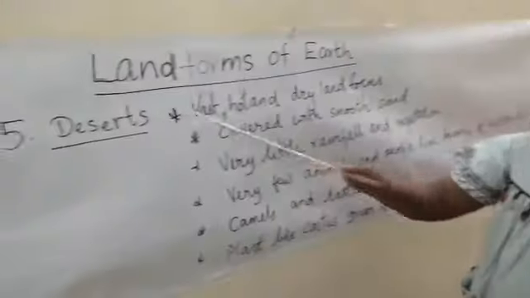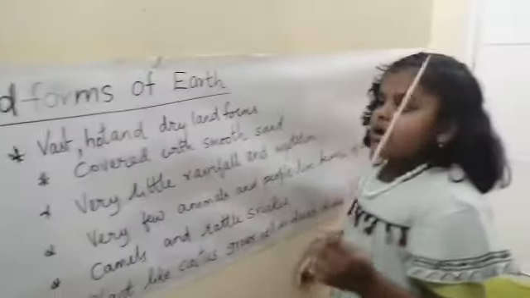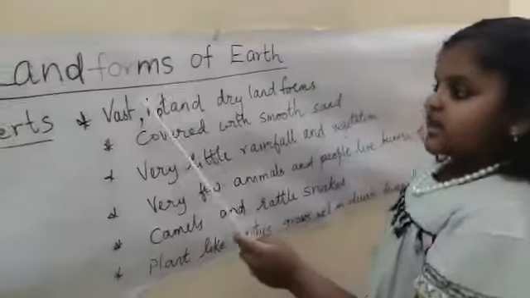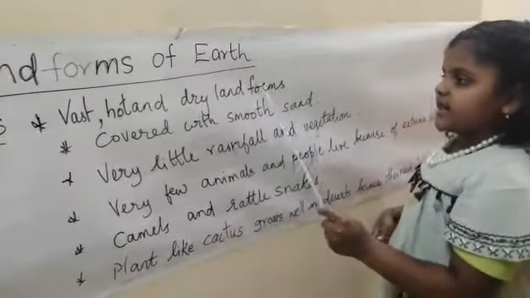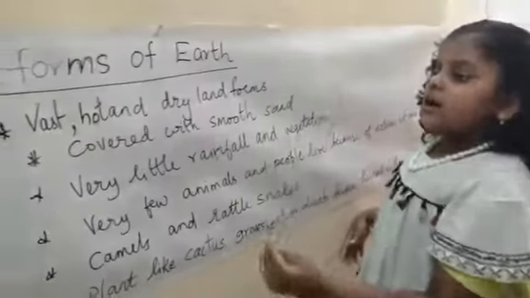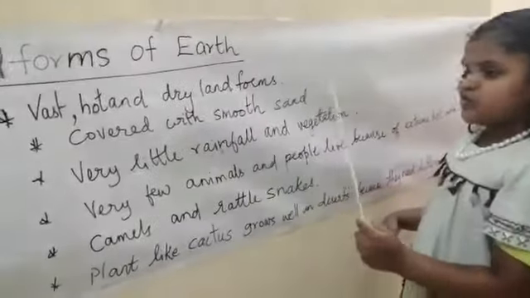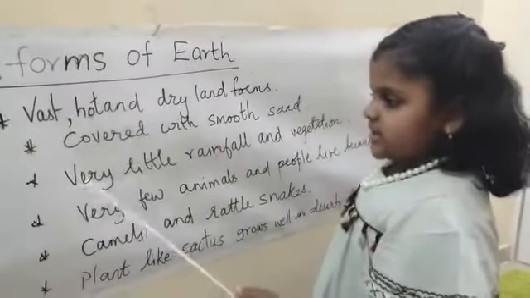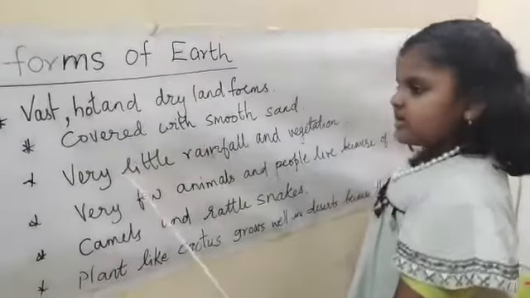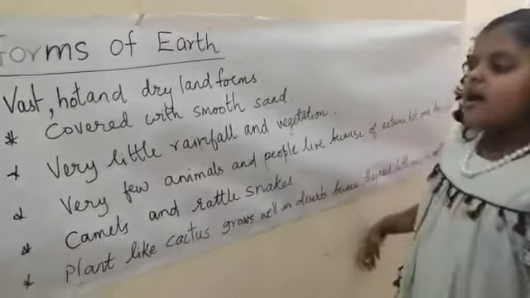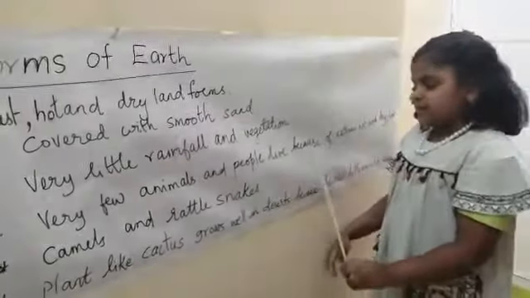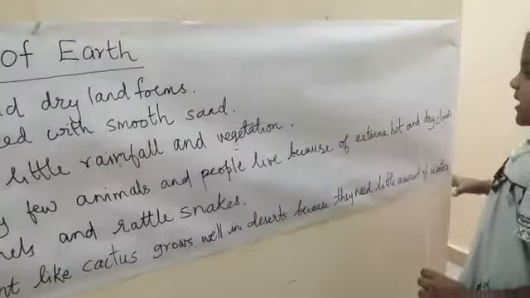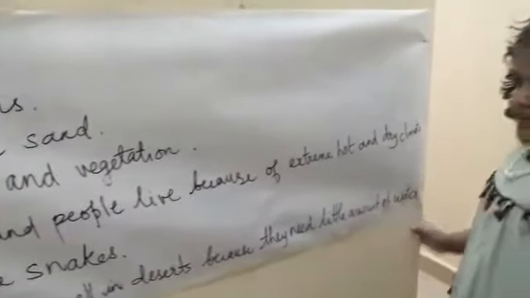Next is deserts. Do you know what are deserts? Deserts are vast, hot and dry landforms on the Earth. The land is covered with sand. In desert areas, there is very little rainfall and vegetation. Very few animals and people live in deserts because of the extreme hot and dry climate.